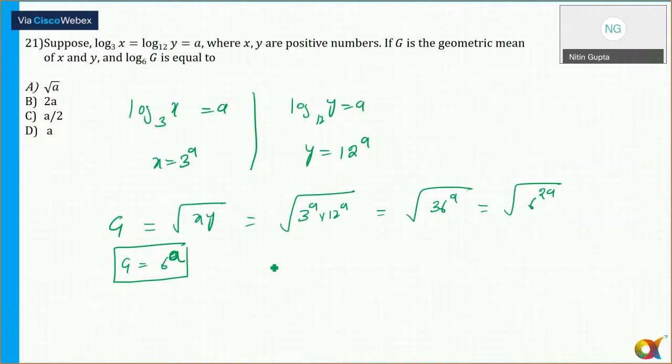And the question is, if I take a log with respect to base 6, log of g with respect to base 6 is equal to log of 6 raised to power a to the base of 6. So that is equal to a. So the answer is option D, which is a.